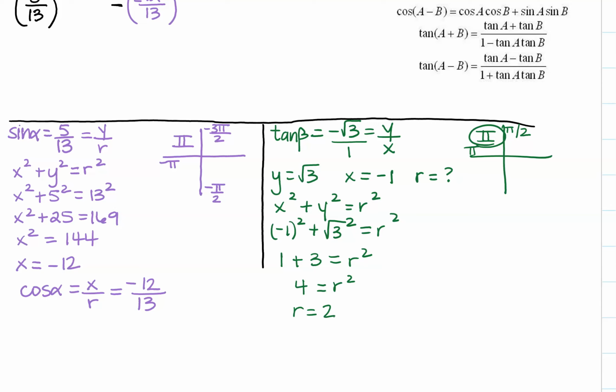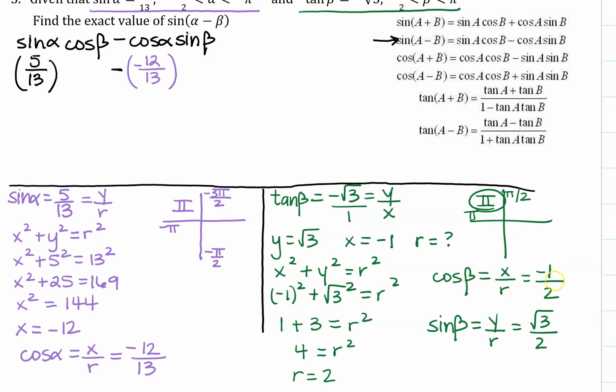So now that we know x, y, and r, we can say that cosine of beta, which is x over r, is equal to -1 divided by 2. And sine of beta, which is equal to y over r, is equal to the square root of 3 divided by 2. And so now we can plug in for cosine beta equal to -1/2 and sine beta equal to the square root of 3 divided by 2.